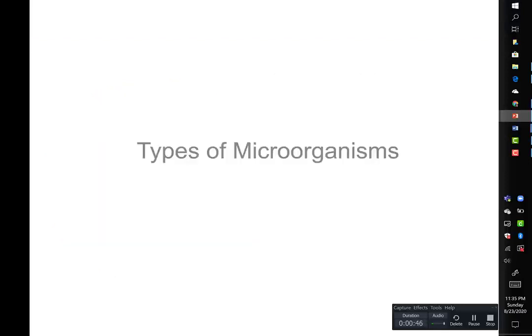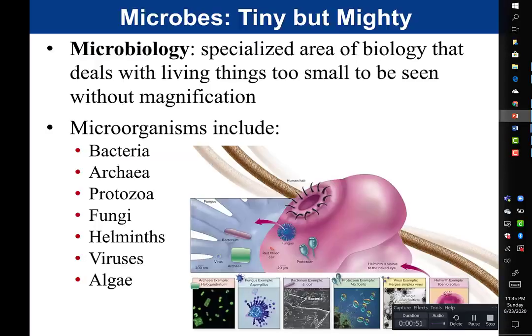So we are going to start by talking about types of different microorganisms. Microbiology is a specialized area of biology that deals with living things too small to be seen without magnification. And so a microbe or a microorganism would be things that are too small to see with the naked eye. Some examples of this would be bacteria, archaea, protozoans, fungi, helminths, viruses, and algae.